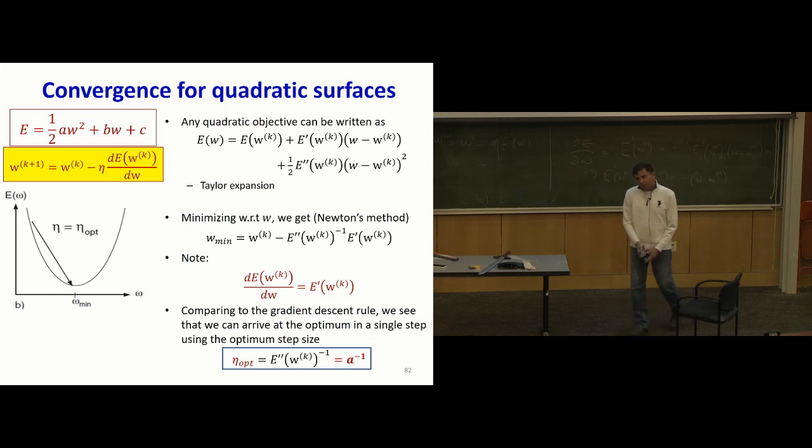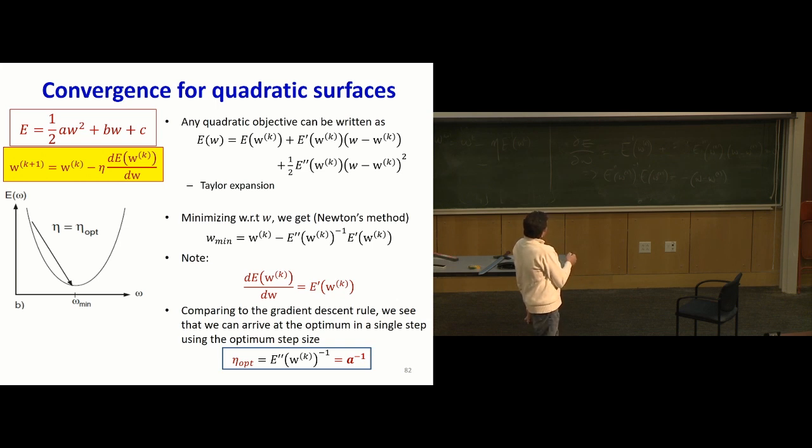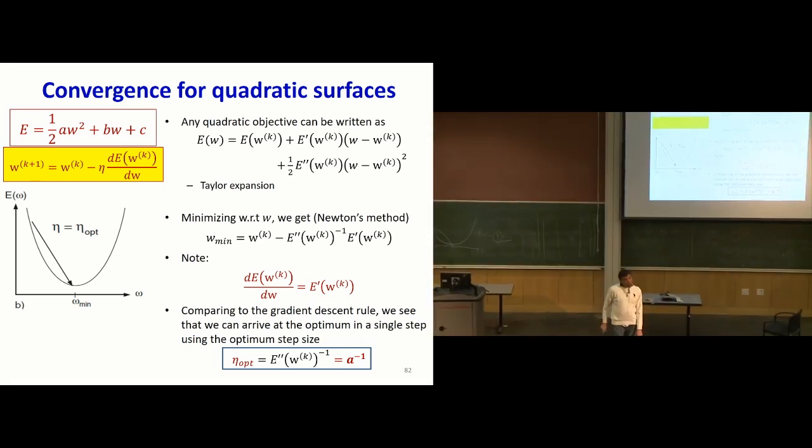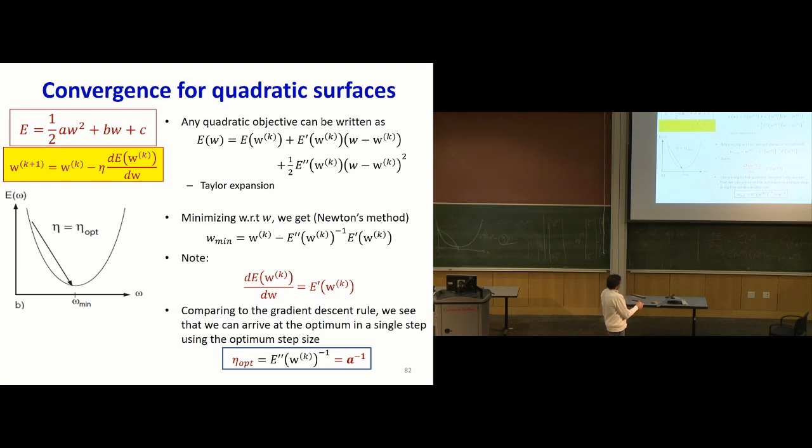And if you work this out, that's going to give you the w, where the function is minimum, as wk minus the inverse of the double derivative of e with respect to wk, times the derivative. Now, if I compare the two, this gives me the solution immediately, which means that if eta equals this term, I'm going to have this behavior, where from the current estimate, I get to the global optimum in a single step. And so the optimum step size is going to be the inverse of the second derivative of my function computed at the current location.